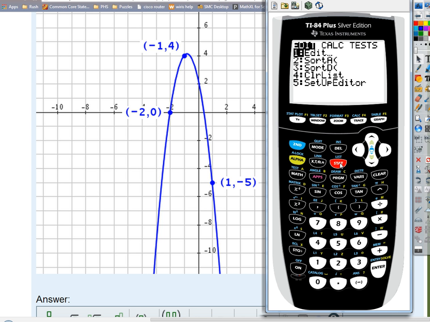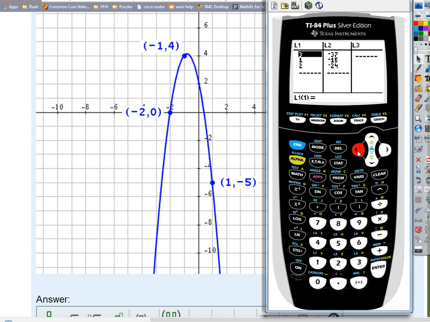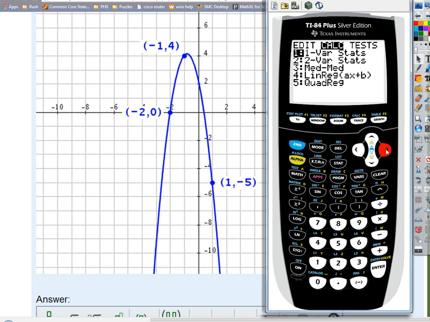This is where I can do regression. Just go stat, edit, and put in those 3 points. So my x values would just be -2, -1, and +1. And my y values would be in order 0, 4, -5. Remember this? Put in all three ordered pairs. I go stat, calculate menu, which one?